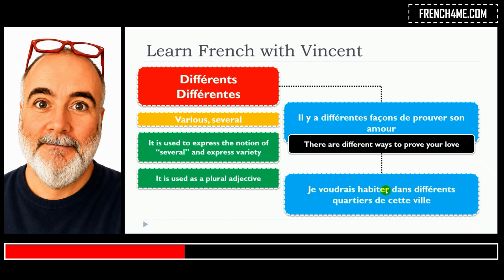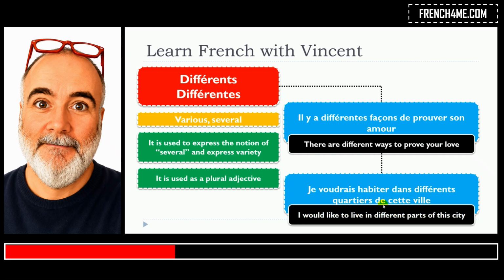Je voudrais habiter dans différents quartiers de cette ville. In that situation, différent is connected to quartier. Quartier is a masculine noun. It's the plural form, as we said, so we should take the masculine plural adjective here, différent.